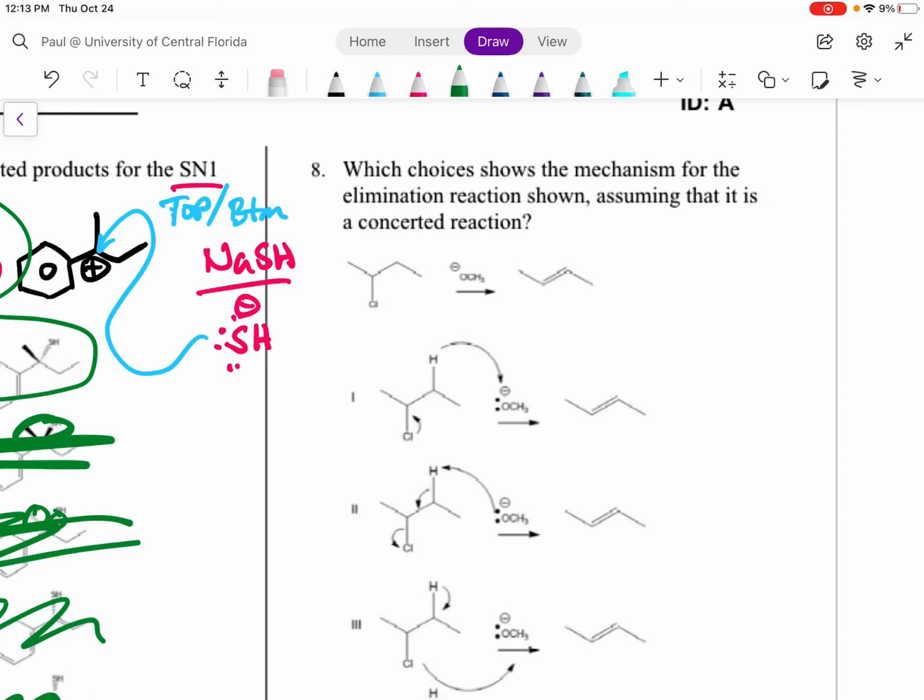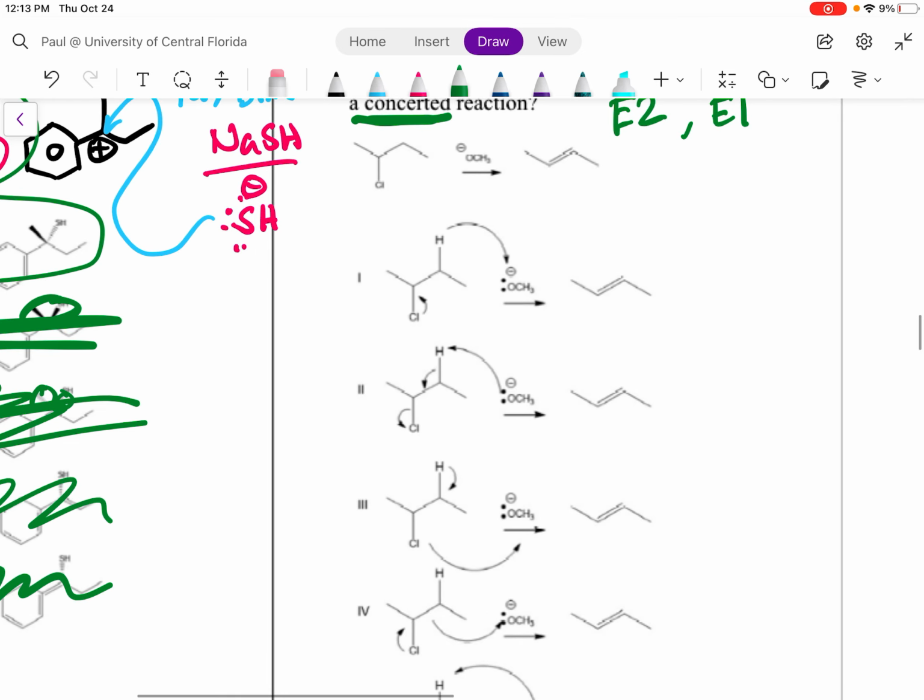Question 8. Which choice shows the mechanism for the elimination reaction, assuming that it is a concerted reaction? So that's a hint right there. Concerted means E2. The E1 mechanism is a stepwise reaction. So what would the correct mechanism be?